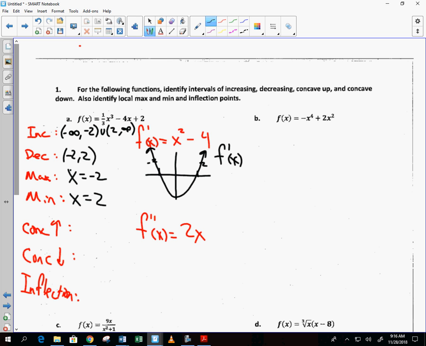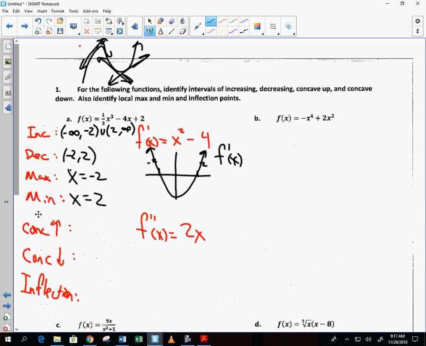Yeah. If you think about a maximum, it occurs where the derivative changes from positive to negative. This is the derivative. So it changes from positive above the x-axis to negative below the x-axis at -2. A local minimum occurs where the derivative changes from negative to positive. And because this thing is the derivative, it goes from negative below the x-axis to positive above the x-axis at 2. A little bit better?